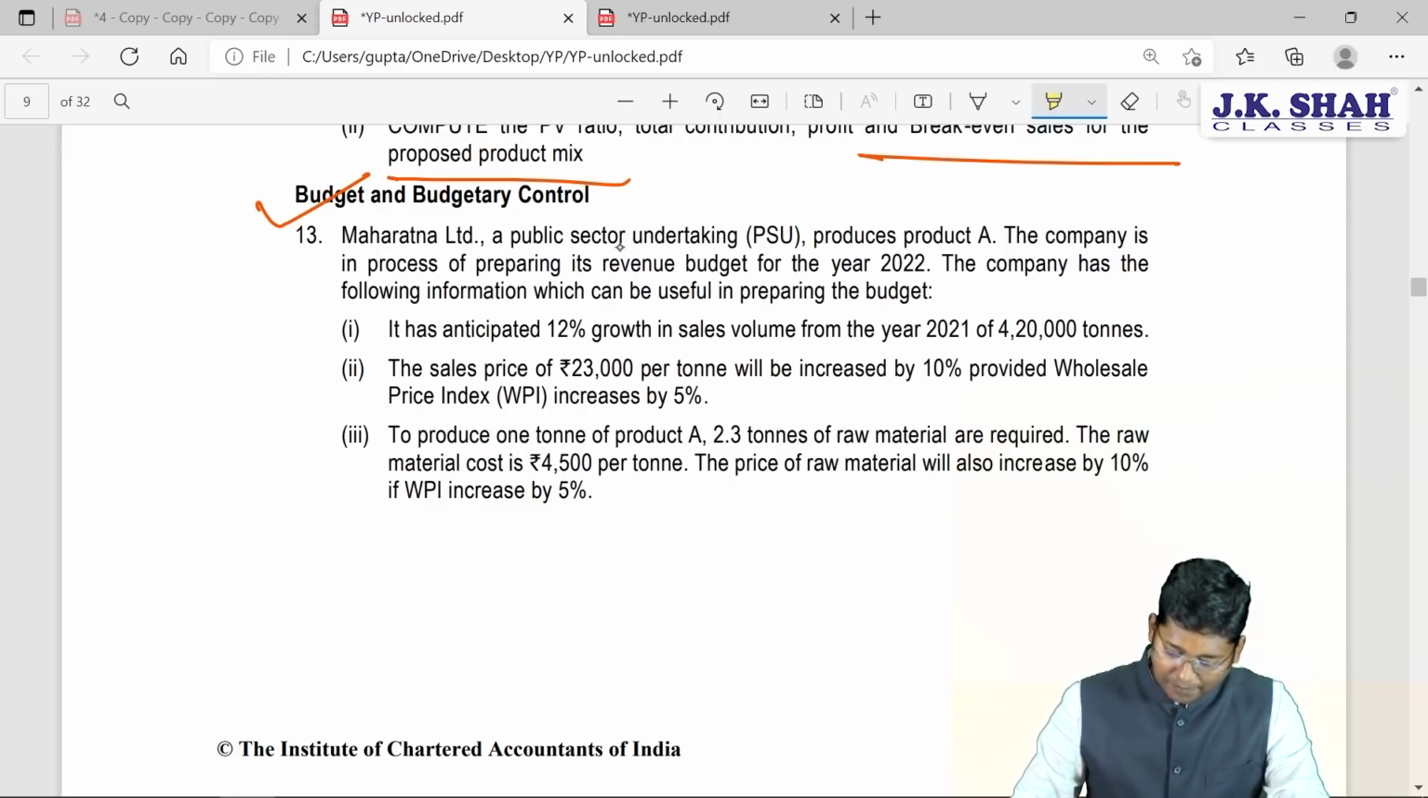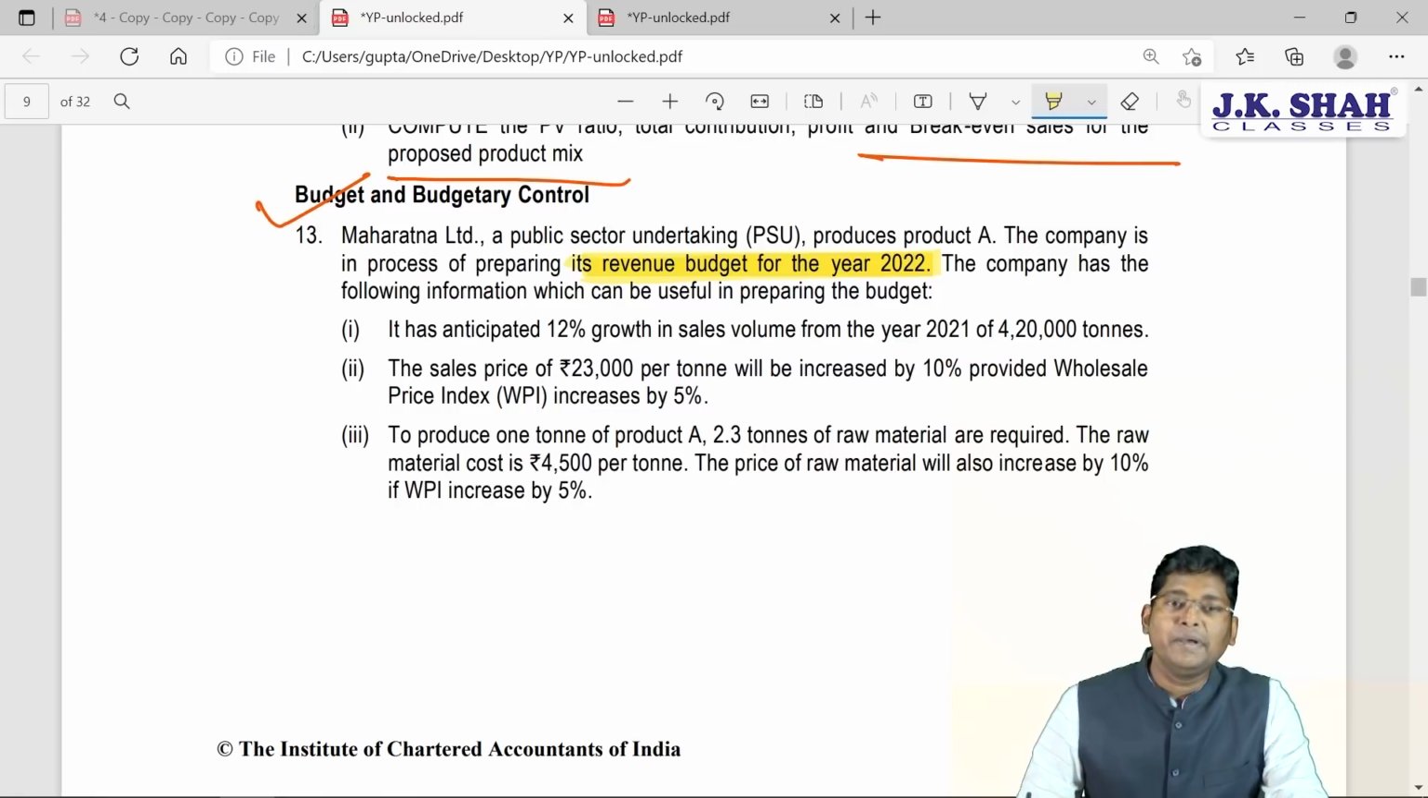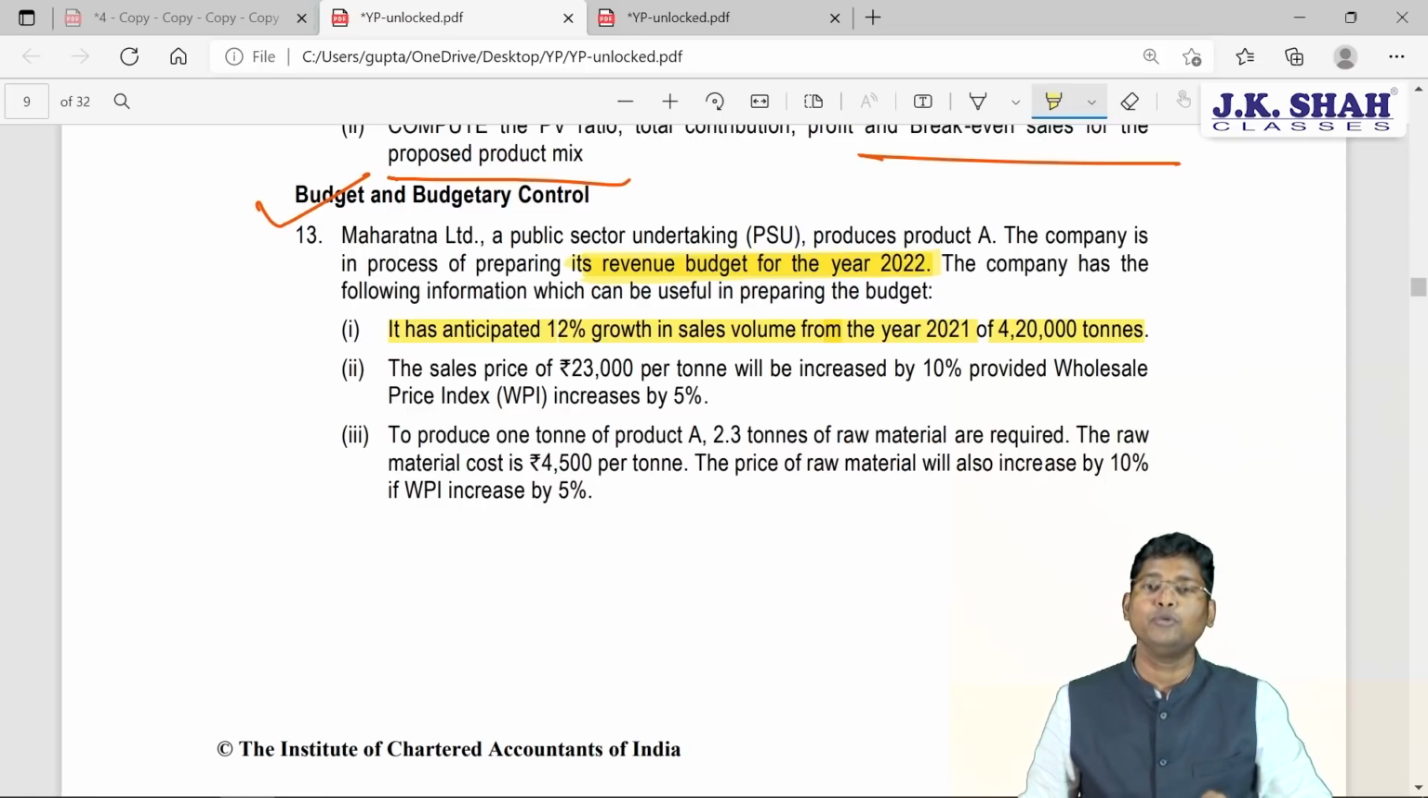Maharatna Limited, a public sector undertaking, PSU, produces product A. The company is in the process of preparing its revenue budget for the year 2022. So the company is planning to prepare their revenue budget for the coming year. The company has the following information which can be useful in preparing the budget. The very first thing, it has anticipated 12% growth in sales volume from the year 2021 of 4,20,000 ton.